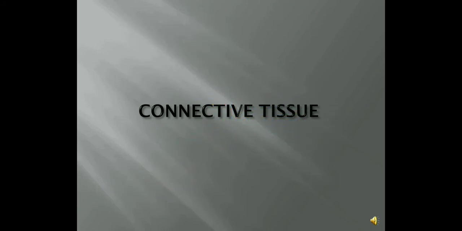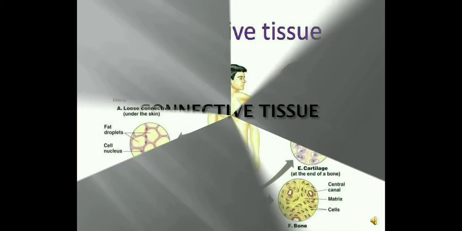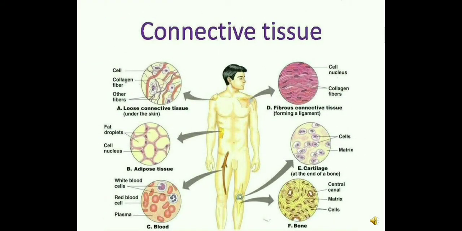Coming towards connective tissue. Connective tissue, if you see, is the most widely spread tissue in the body. It consists of a variety of cells and fibers. These are embedded in the abundant intercellular substance called matrix. It is highly vascular except cartilage. If I say the word vascular, that means it has blood vessels. But cartilage does not have blood vessels. On the basis of presence of matrix, there are different types of connective tissue.